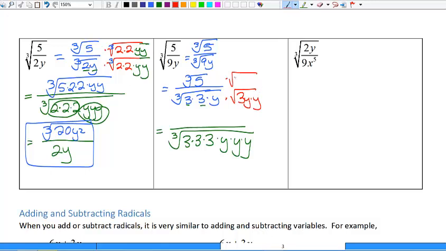Whatever I multiply the denominator by, I also then have to multiply the numerator by. Don't forget these are cube roots, so I'm leaving off my little cubes there. So looking at your denominator, we have a group of 3, and that comes out. Great. I have a group of y, and that comes out. And then I have to go back and finish up my numerator.